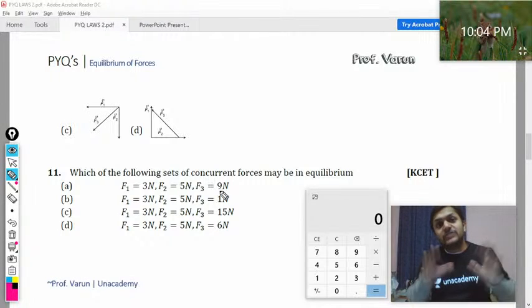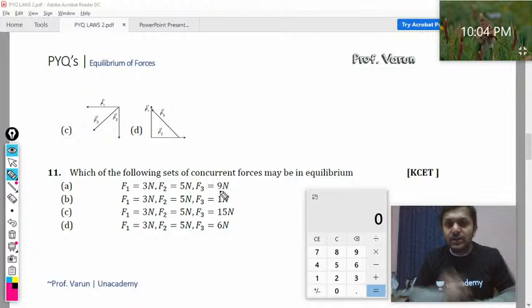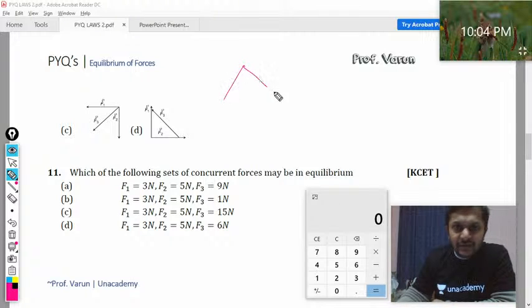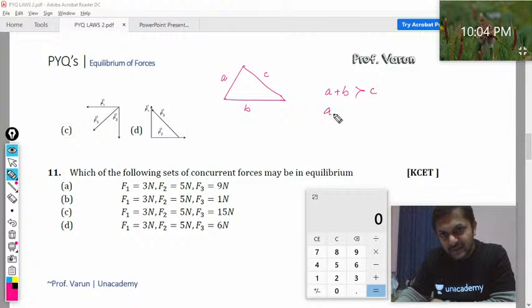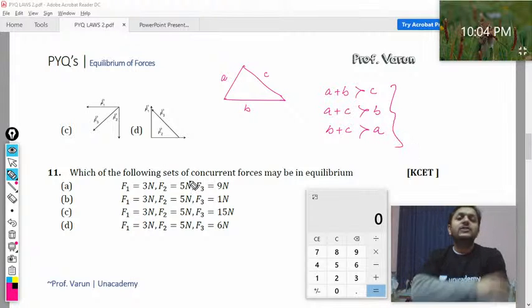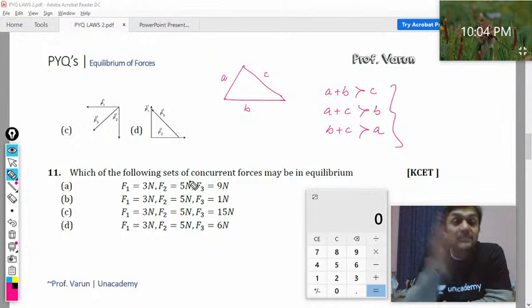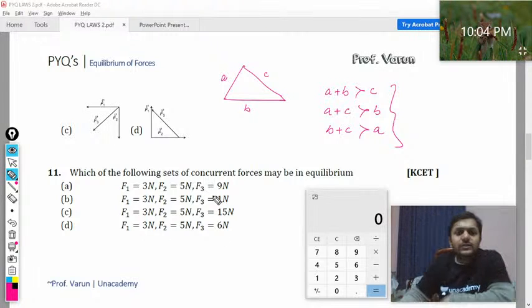So it means that all these forces must be the three sides of a triangle. So we will use that condition and we will put it here. So what is that condition of a triangle? A plus B should be greater than C, A plus C should be greater than B, B plus C should be greater than A. So the sum of two sides should always be greater than the third side. That is what we are going to use here.